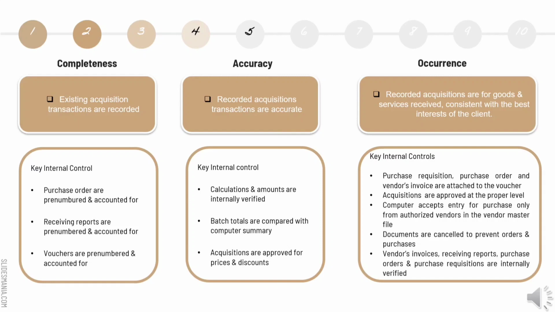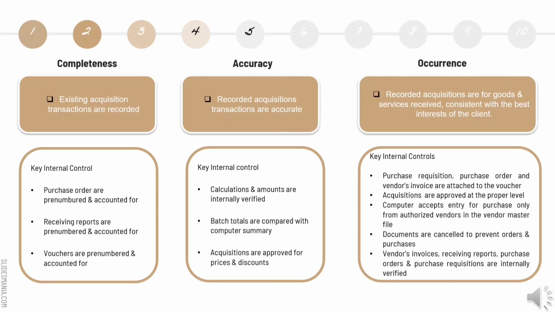Okay, first the completeness, the transaction-related audit objective: existing acquisition transactions are recorded. The internal control procedure for completeness: purchase requisition, purchase order, receiving report, and voucher are pre-numbered and accounted for. Next is accuracy: the recorded acquisition transactions are accurate. The internal control procedure: approve price, terms and discount, and internal verification of calculation and amount of supplier invoice.